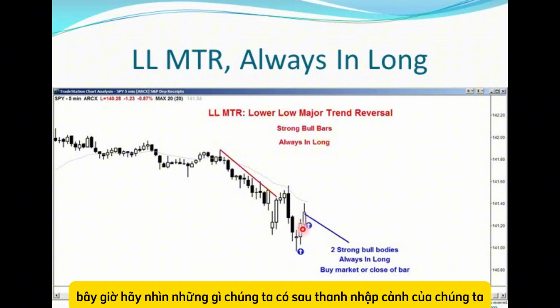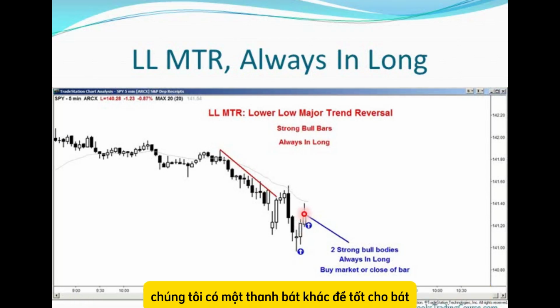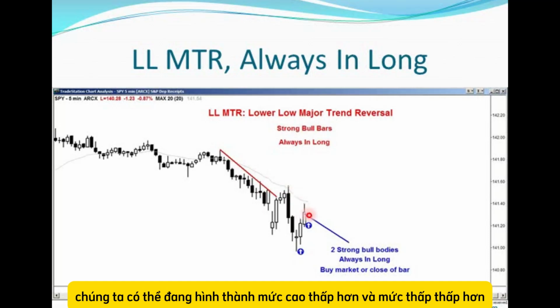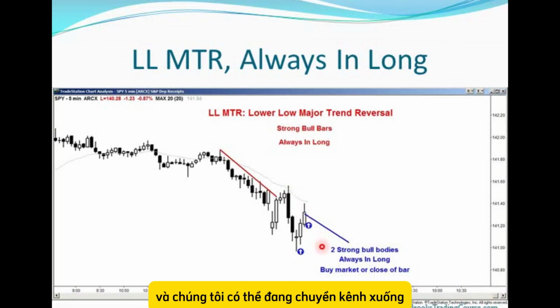Now, look what we have after our entry bar. We have another bull bar. So that's good for the bulls. We might be forming lower highs and lower lows, and we may be channeling down. But at this point, we're getting far too many bull bodies, and big bull bodies, for me to look to short. So I personally would not look to short.